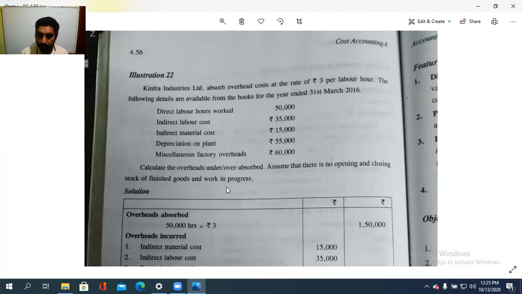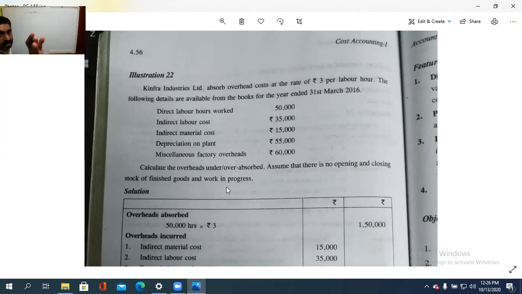Direct labor hours worked 50,000. Indirect labor cost is 35,000. Indirect material cost is 15,000. Then the depreciation on plant is 55,000, and miscellaneous factory overheads 60,000. Calculate the overheads under or over absorbed. Assume that there is no opening and closing stock of finished goods and work in progress. So, overhead absorbed.